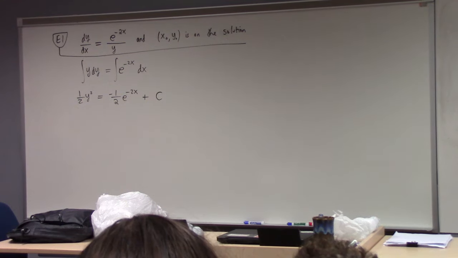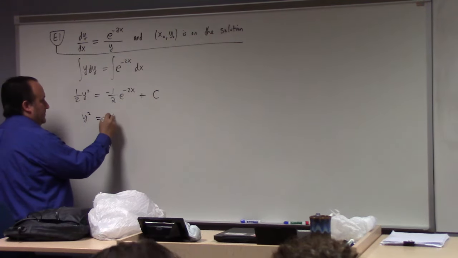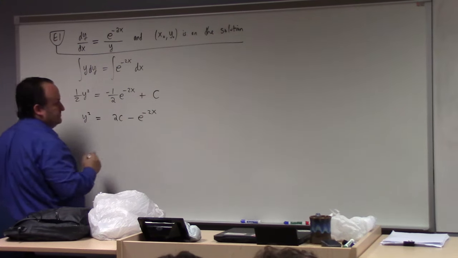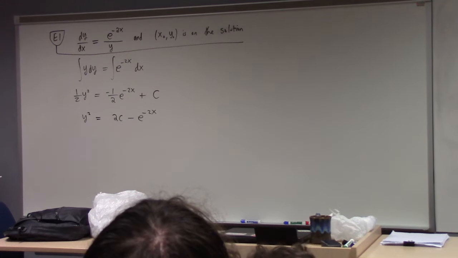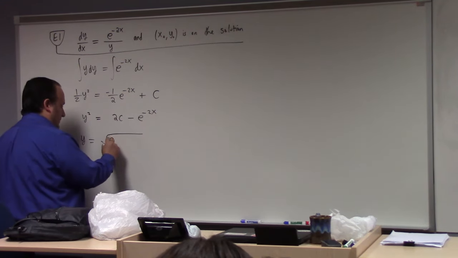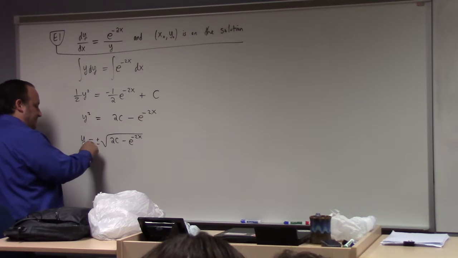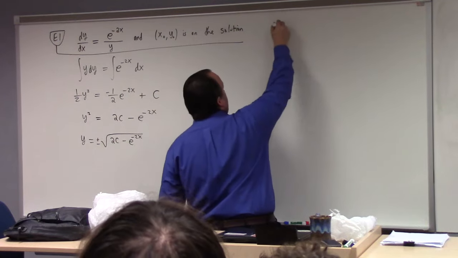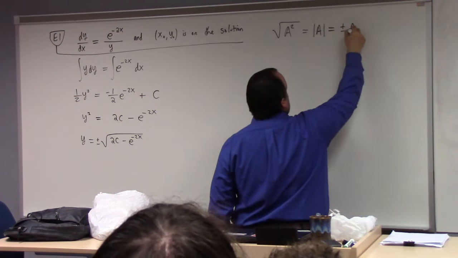Now I want to solve for y, right? So this gives me y squared is equal to 2c minus e to the minus 2x. And then I can solve for y. What's y equal to? There's a 50% chance you're right, because it could be plus or minus that. Remember, the square root of a squared is not a, it is the absolute value of a, which is plus or minus a, depending on the context.